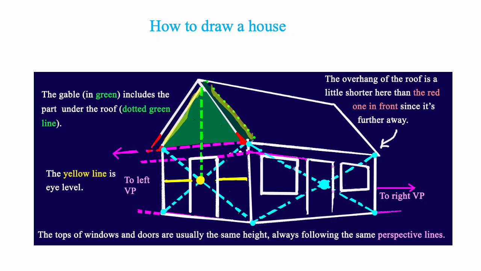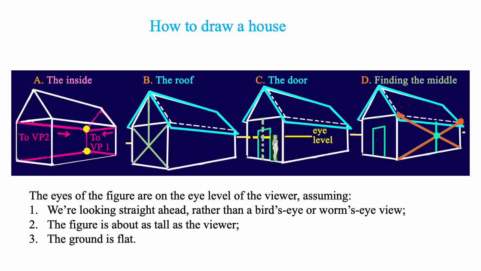The overhang of the roof is longer in front than it is in back. Find the centers of both sides when you place the doors, and the part of the door in front should be a little bigger than the part in back. The lines inside the house on the left converge toward the vanishing point on the right, while the lines here converge toward the vanishing point on the left.